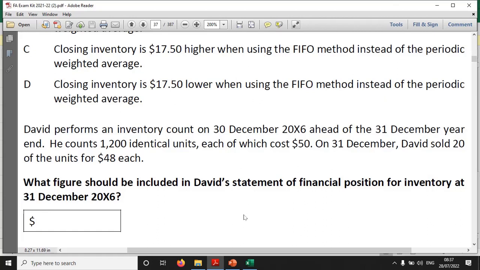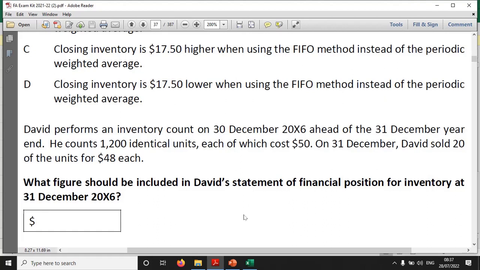We are told David performs an inventory count on 30th December 26, ahead of the 31st December year end. He counts 1,2 identical units, each of which cost $50. On 31st December, David sold 20 of these units for $48. What figure should be included in David's statement of financial position for the inventory? Note inventory must be valued at the lower of cost and net realizable value.